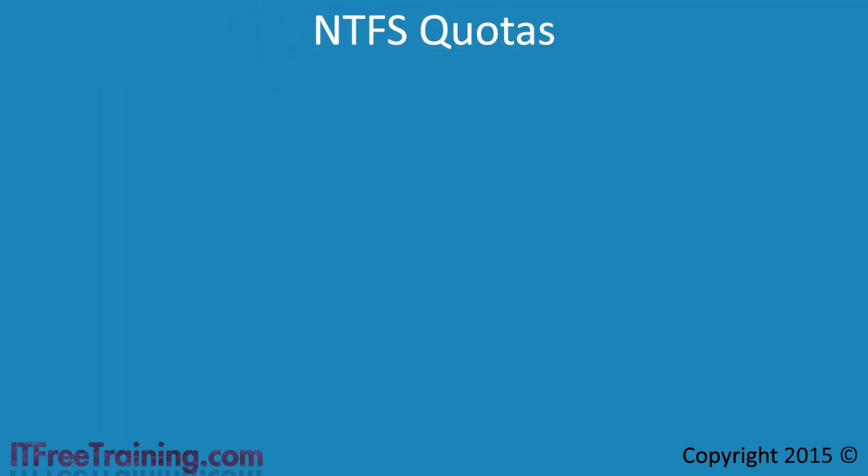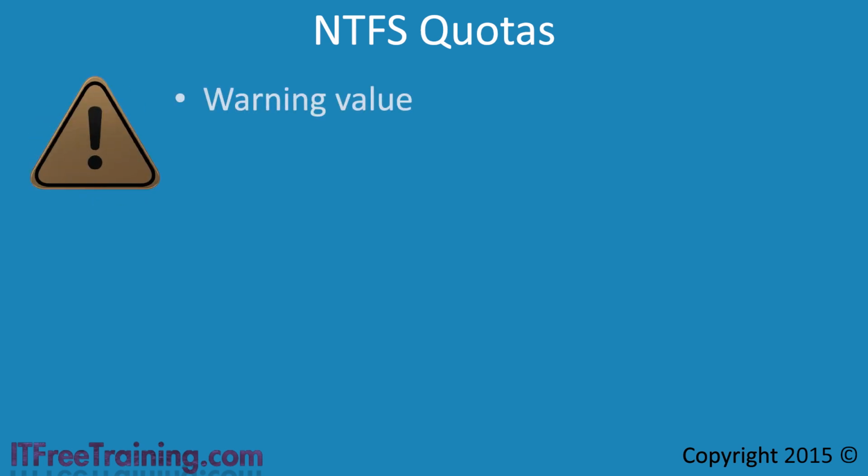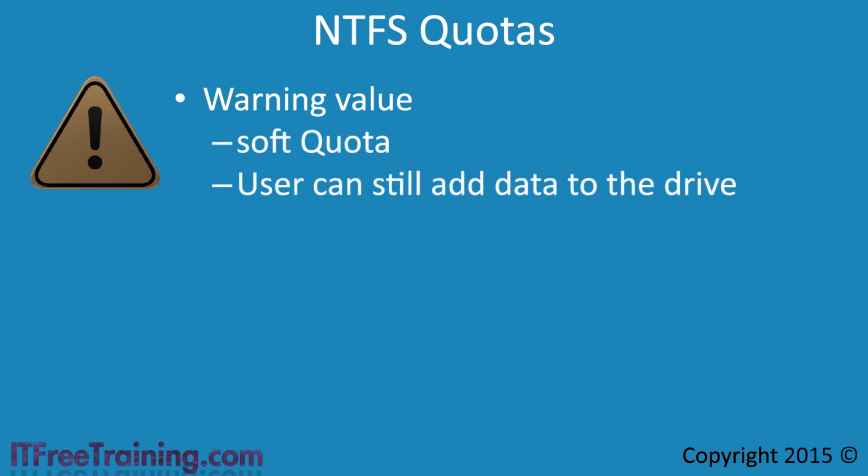When using NTFS quotas, some configuration needs to be performed. A warning value needs to be configured, which is also referred to as a soft quota. When the soft quota is reached, the user can still add data to the drive. The idea behind this is that the user will get a warning message when they reach this limit. Unlike FSRM, NTFS does not have this functionality built in. If you want to alert the user that they have reached their quota using NTFS quotas, you can manually add this functionality using triggers in the event viewer.